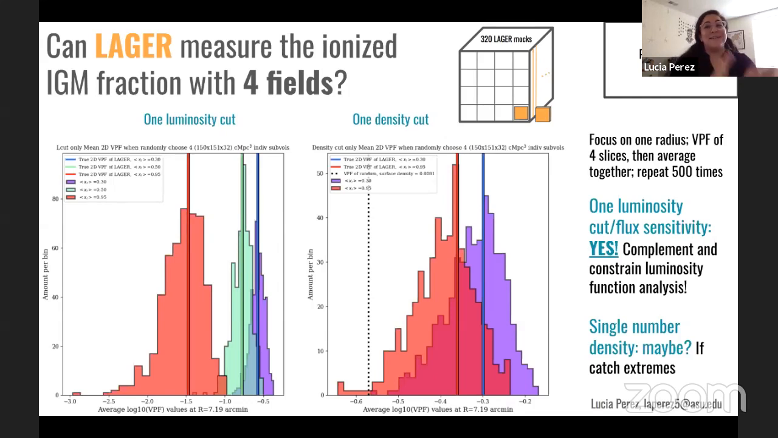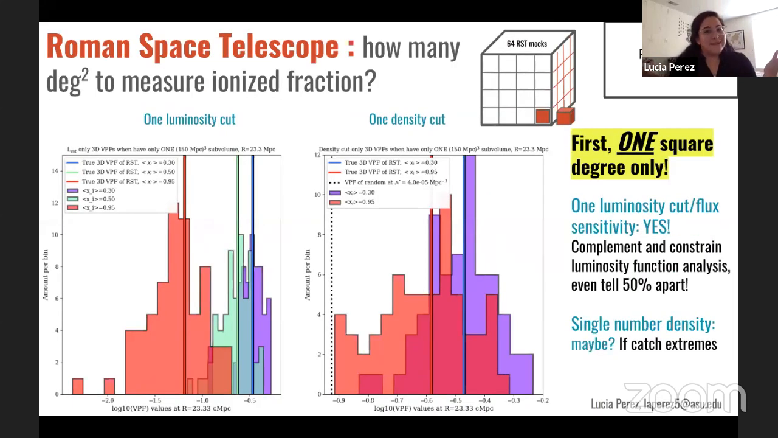And then with the single density cut, I warned you, this is a really ambitious measurement, and it might be rough to do from the ground. Even though the luminosity cut is incredible, it's a different way of constraining it. Let's be ambitious and think about how we can get that signature of patchy reionization done. Let's look at the Roman Space Telescope. So how does 1 square degree do?